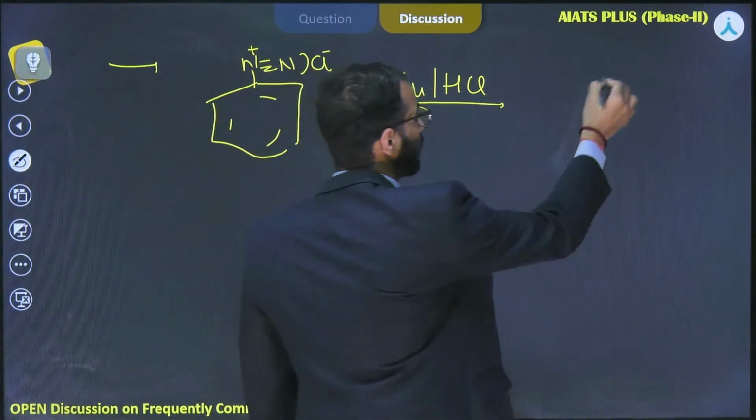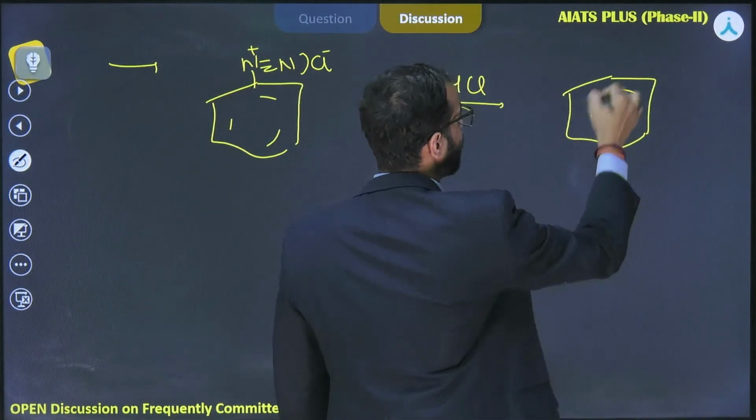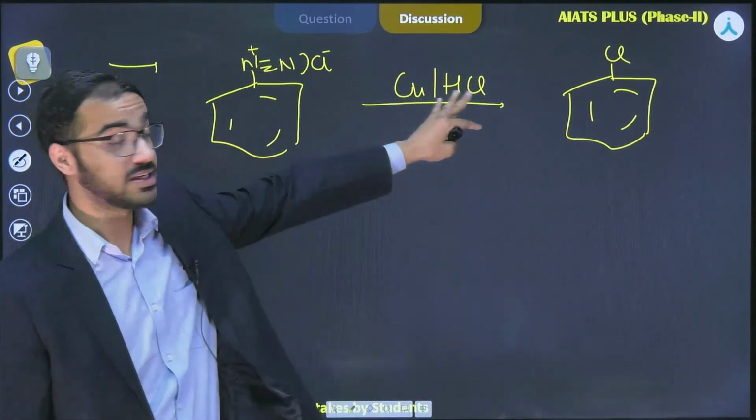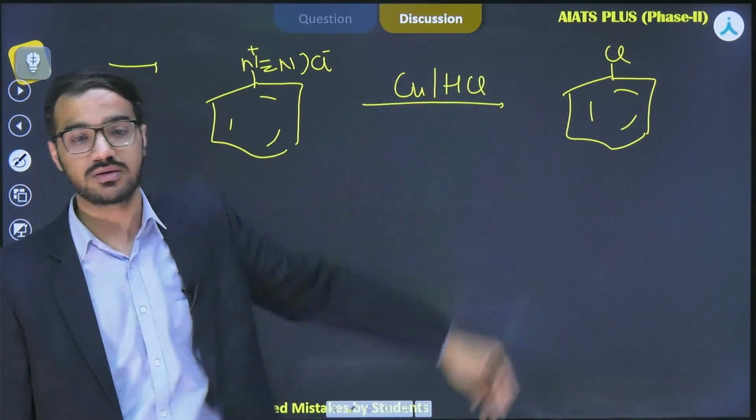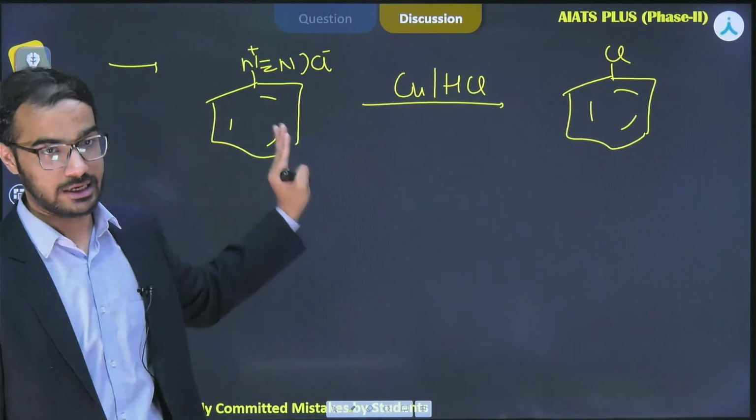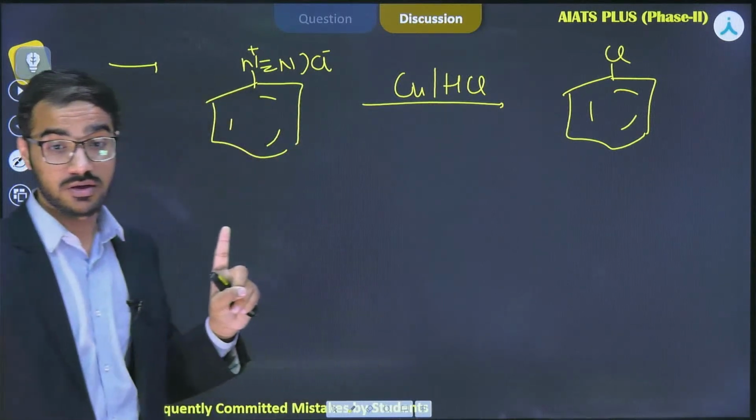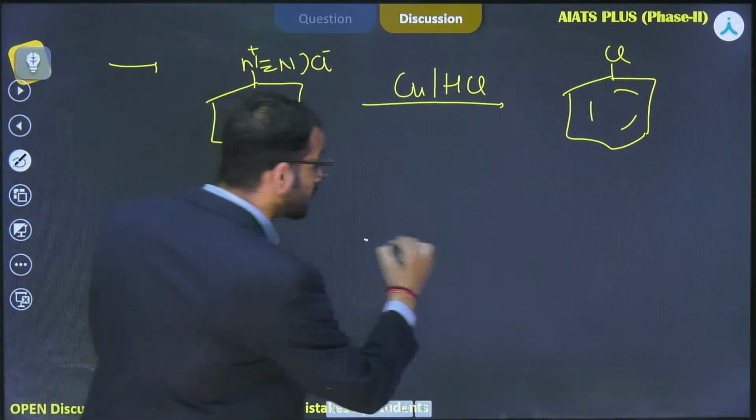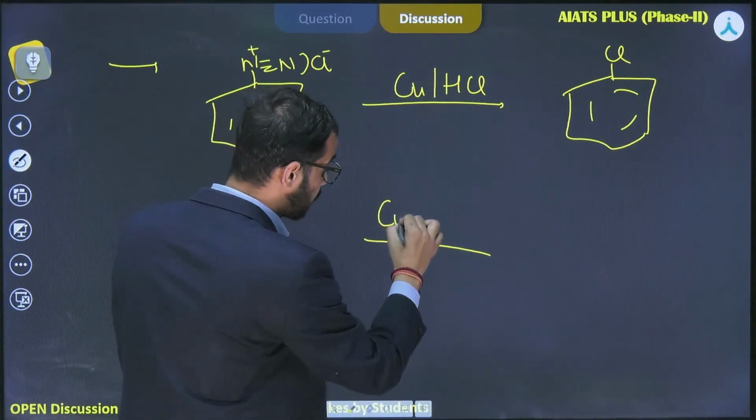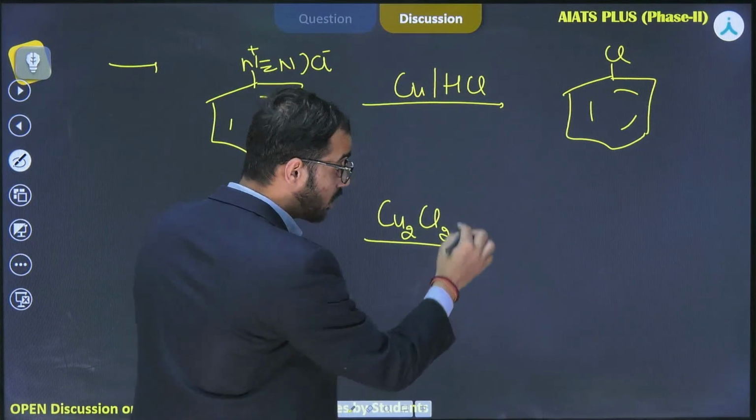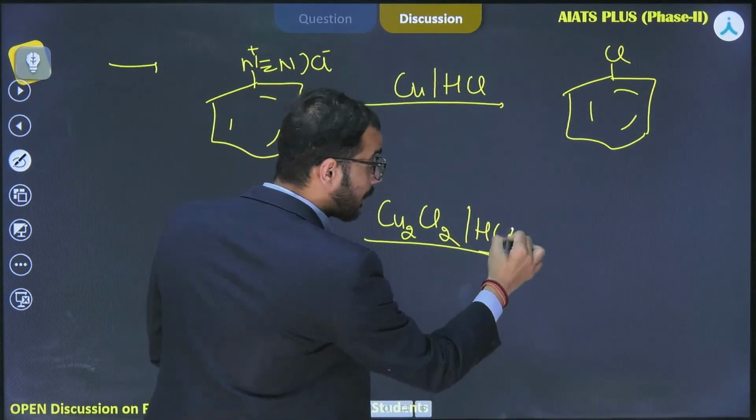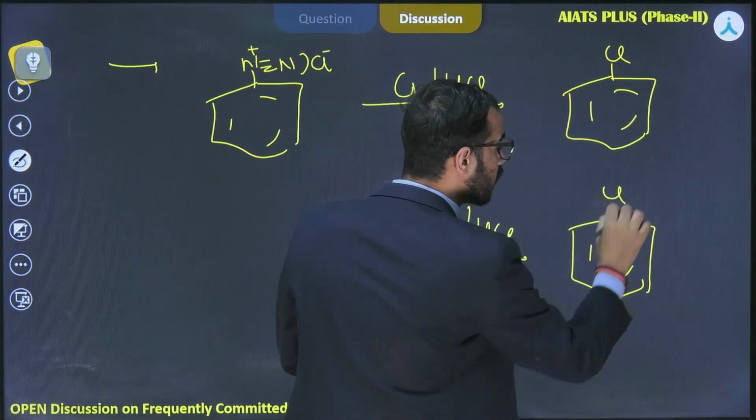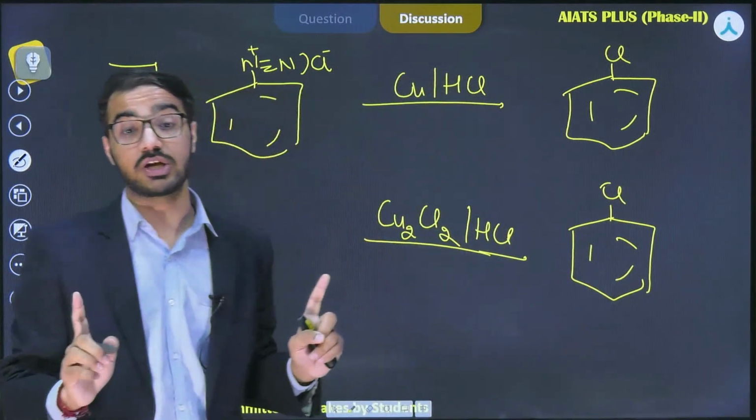You will be getting chlorobenzene over here. And if you change the HCl to HBr, you will get bromobenzene. So this is the Gattermann reaction. The only difference: the diazonium chloride we have taken, but if we change the reagent to Cu2Cl2 in the presence of HCl, the product is more or less the same. You will get chlorobenzene, but the name of the reaction changes.